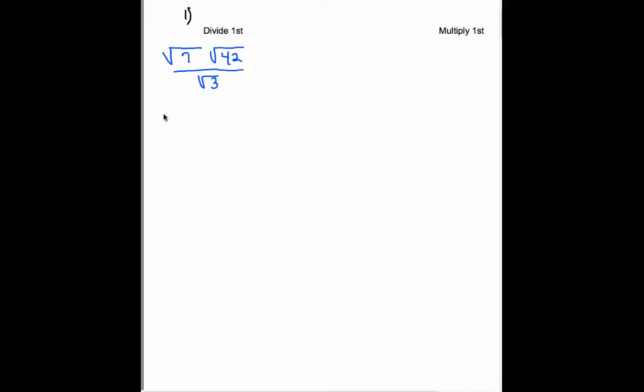So we'll marry them off. We'll put them under one roof. And the result will be the square root of 7 times the square root of 42 over 3, which is the square root of 7 times the square root of 14.